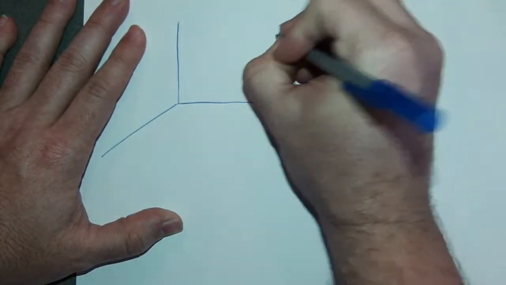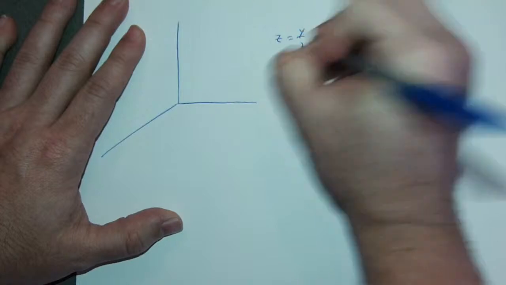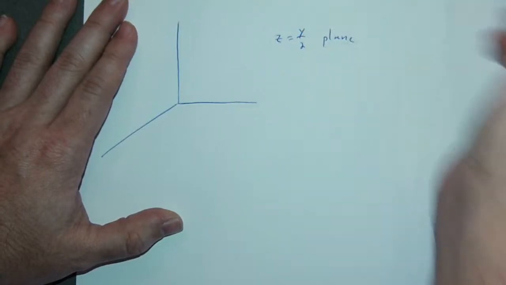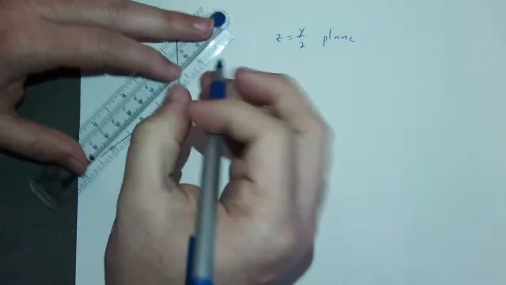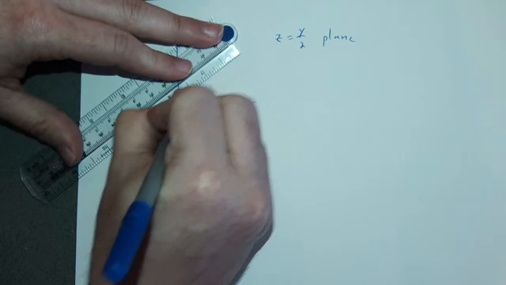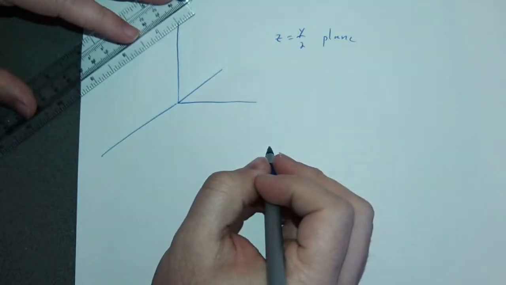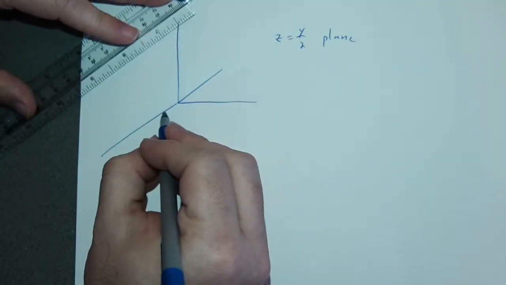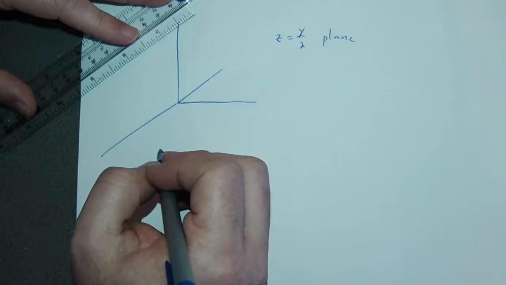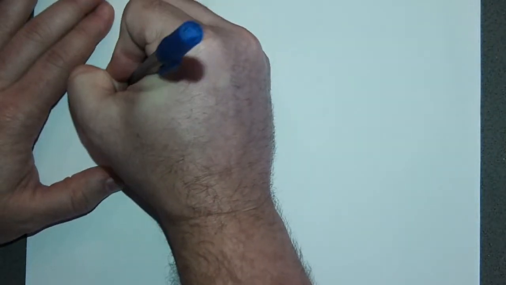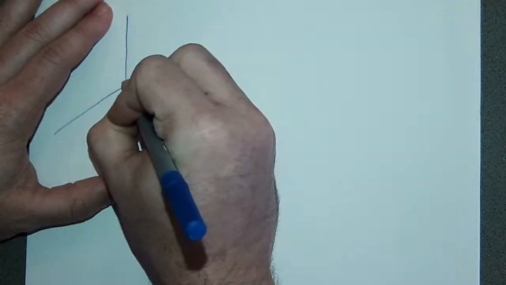Okay. So z is equal to y over 2. This is a plane. But in particular, I'm interested in a piece of this plane. And I don't like that because it's in line with the axis. That's no good. Okay, we won't be happy with what I drew. And drawing planes is not fun.